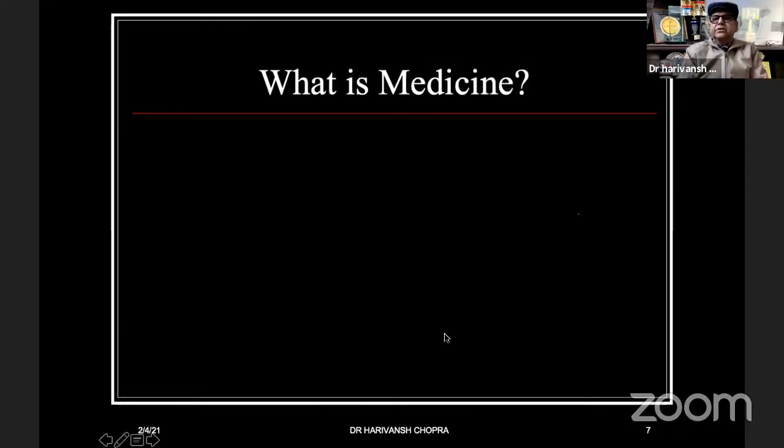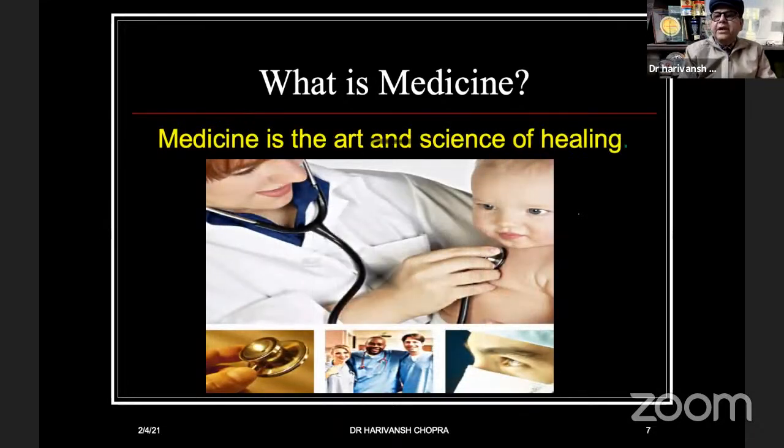Then we go to the next. Then comes the term, what is medicine? What comes in the mind is, what is medicine? Because again, if you understand, only then you will be able to understand what is preventive medicine and what is social medicine. So we say medicine is the art and science of healing.